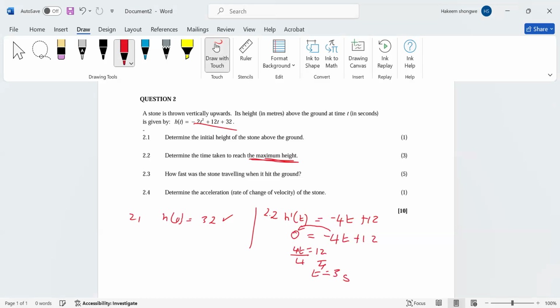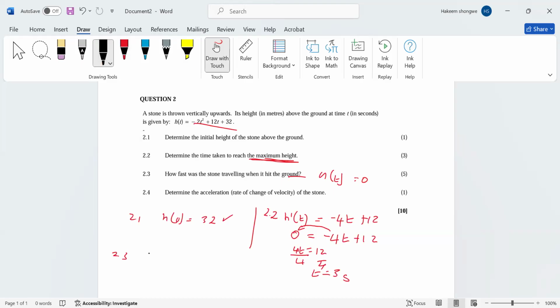So then we go to 2.3. They say, how fast? What am I looking for? Speed. How fast was the stone when it hits the ground? So when it hits the ground, h of t is equal to 0, because it reaches there. So we want to know what the time was when it reaches the ground.